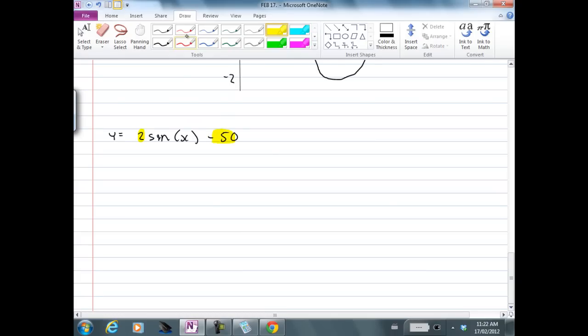This is your amplitude. This is your center line. Oh, one more thing, star: amplitude can never be negative. I've seen a lot of students fall for this trick. Never be negative.